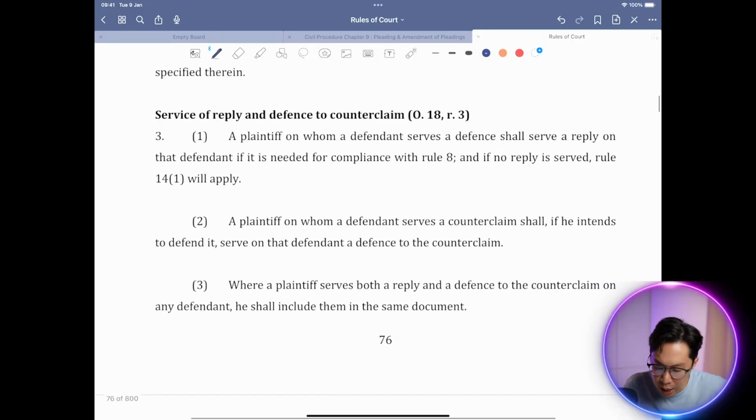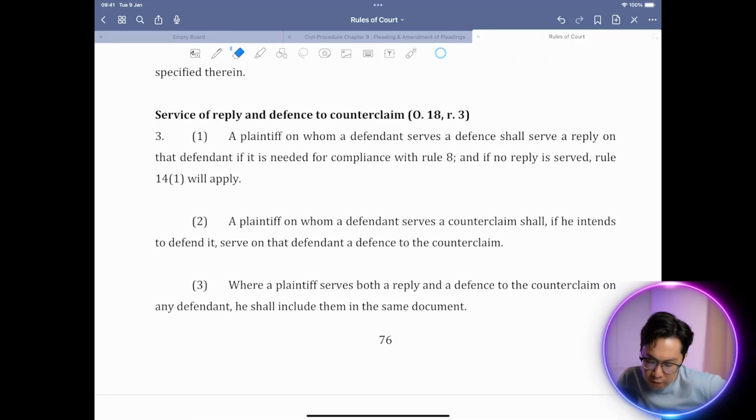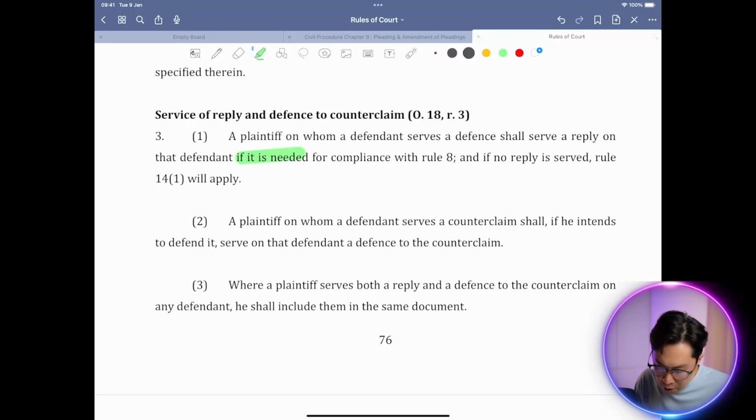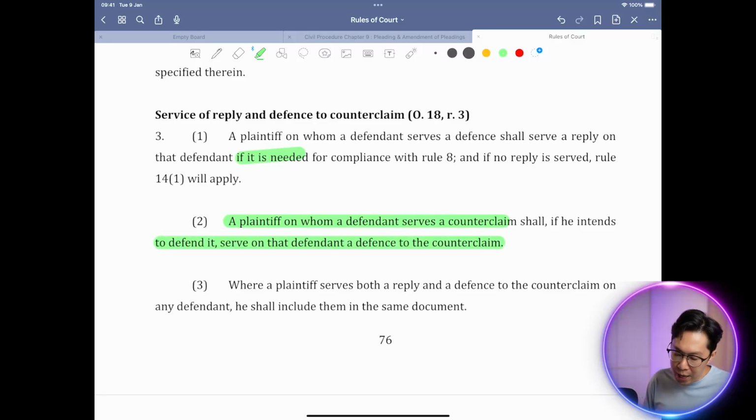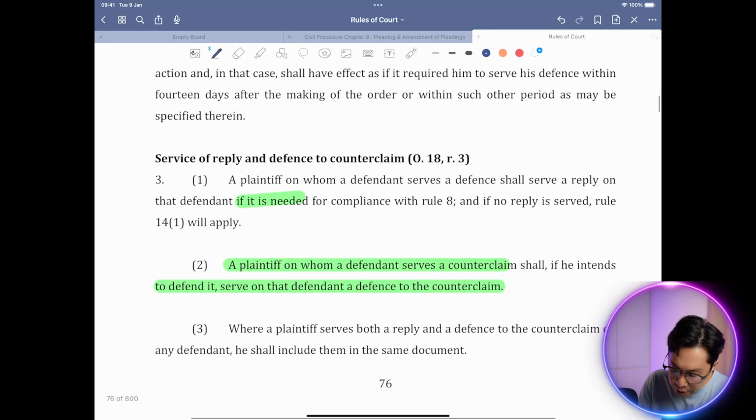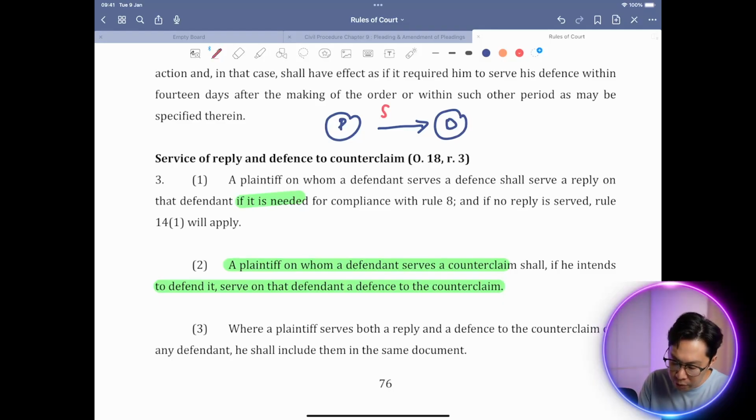Service of reply and defense to counterclaim. A plaintiff on whom a defendant serves a defense shall serve a reply on the defendant if it is needed. Okay, if no reply is served, Rule 14 sub 1 shall apply. A plaintiff on whom a defendant serves a counterclaim shall, if it intends to defend it, serve on the defendant a defense to the counterclaim. So the plaintiff sues the defendant and serves a statement of claim on him already. But the defendant also counterclaims back against the plaintiff. So now, suddenly in this counterclaim, this guy becomes the plaintiff.